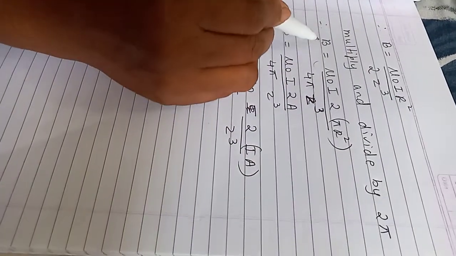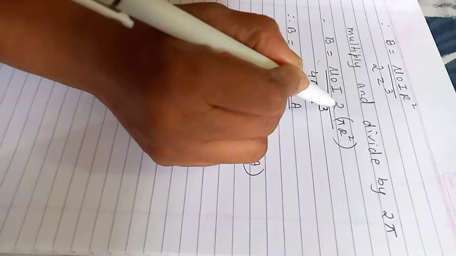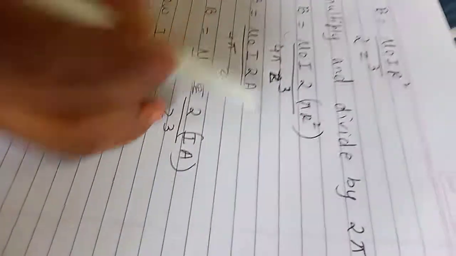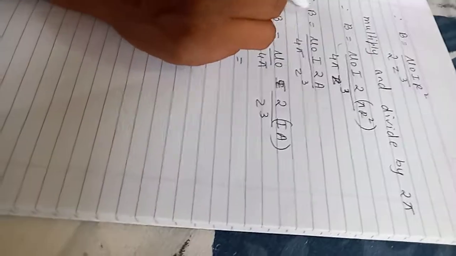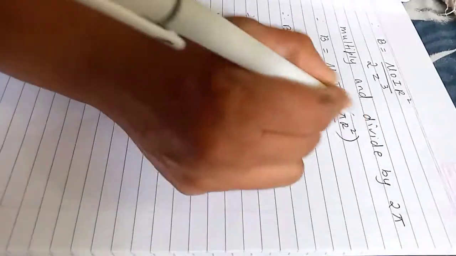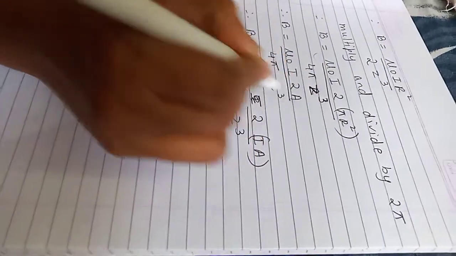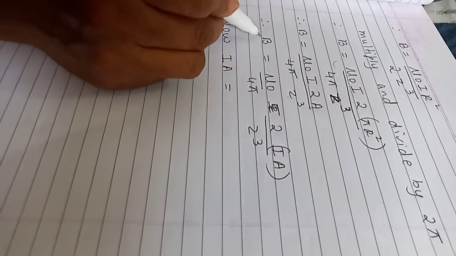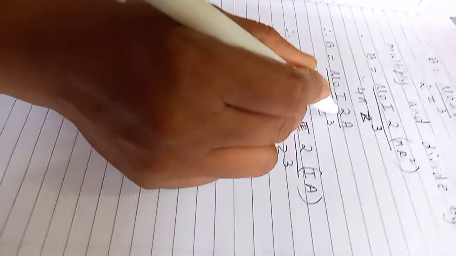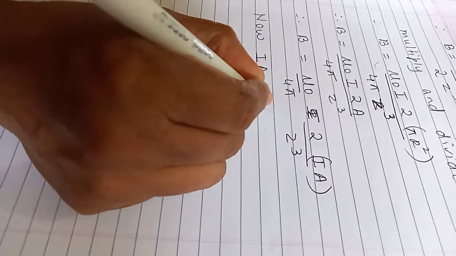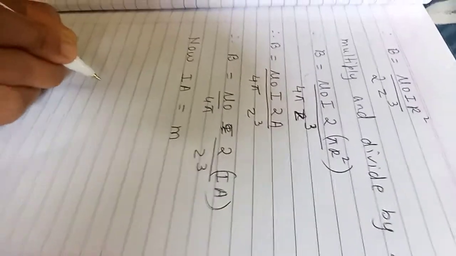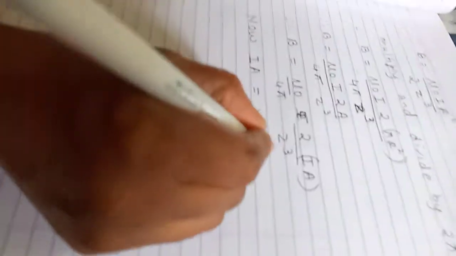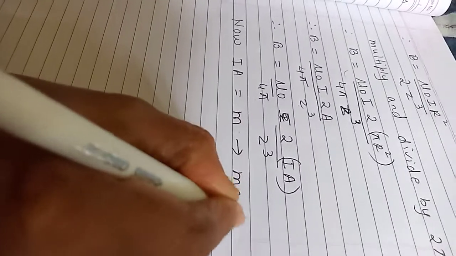When you multiply and divide by 2 pi, you get mu naught I 2 pi r square divided by 4 pi z cube. Therefore B is equal to mu naught I 2, what is pi r square, area of the circular coil, divided by z cube. Students, therefore B is equal to mu naught upon 4 pi into 2 current into area divided by z cube. Now what is current into area? It is denoted by capital M, which is called the magnetic moment.